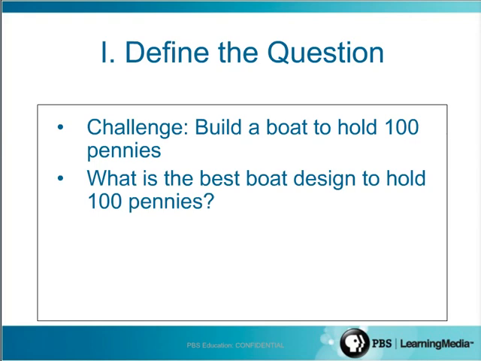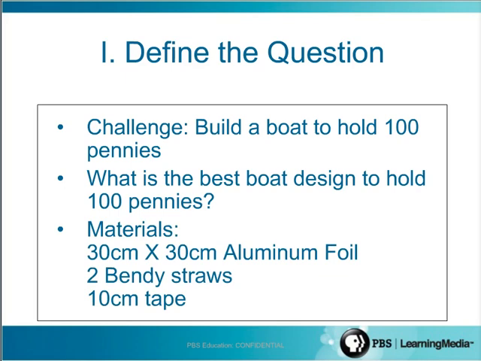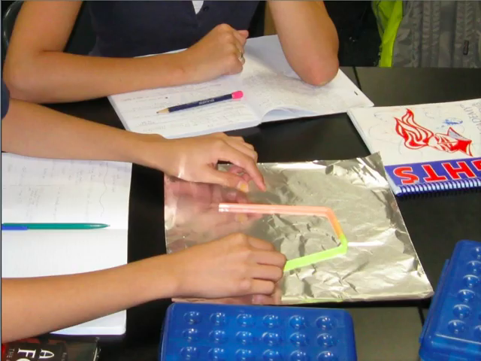So our question became, what is the best boat design to hold 100 pennies? And this was going to drive, essentially, their data collection and their representations and everything else as we see. So what's the best boat design to hold 100 pennies? And they got some materials. 1 piece of aluminum foil, 2 straws, and 10 centimeters of tape. Okay?